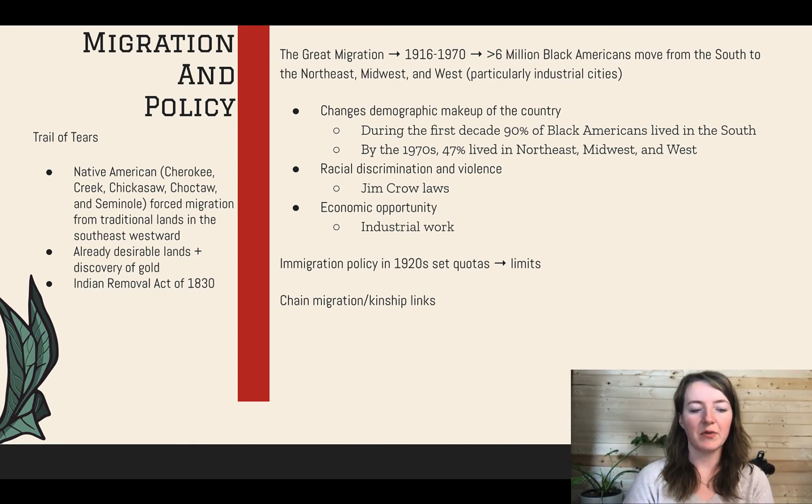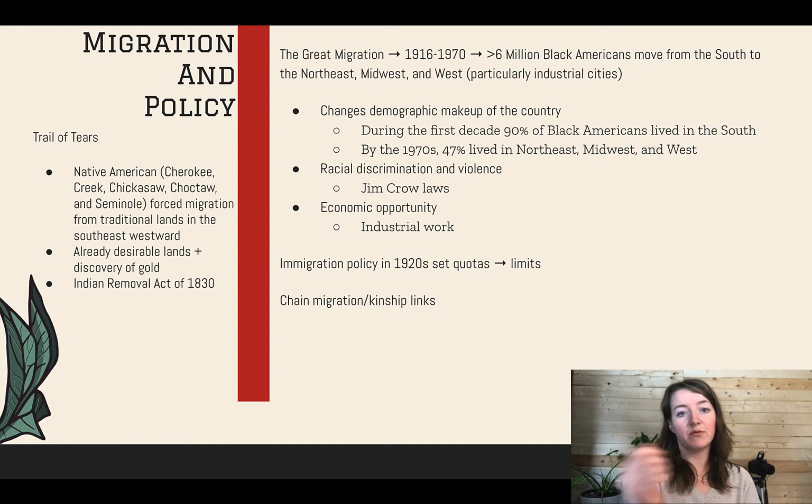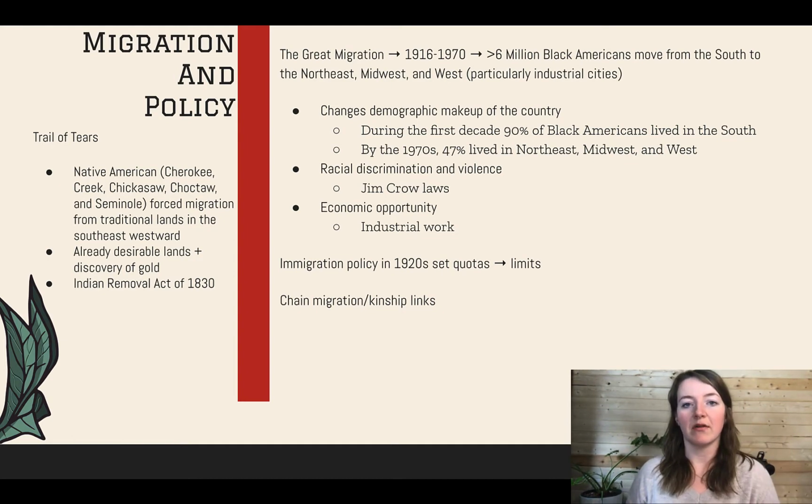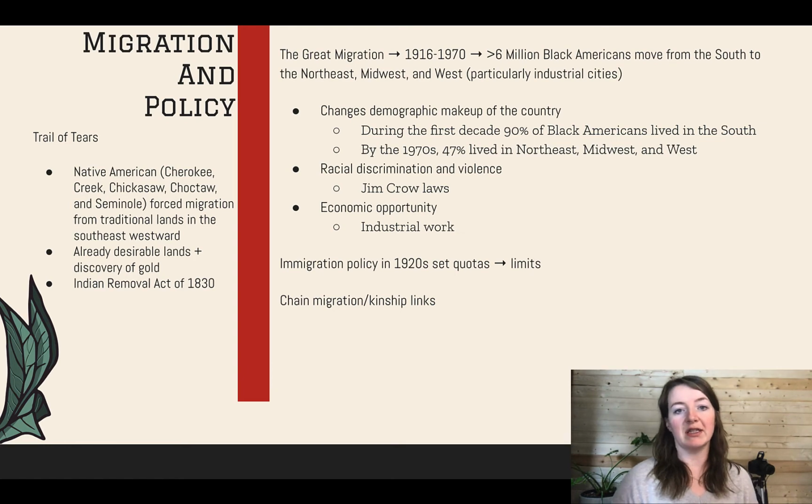So we'll start with the Trail of Tears. Trail of Tears happens in the 1800s with the Indian Removal Act in particular. And this is the forced migration of Native Americans. Particularly, we're talking about the Cherokee, the Creek, the Chickasaw, the Choctaw, and the Seminole. Tribes that were traditionally in the southeast of the United States who were forced out of their lands.